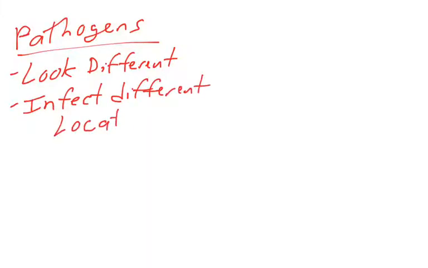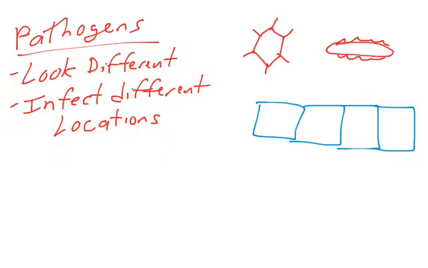Secondly, pathogens infect different locations in the body, both at a tissue organ level and a cellular level. So again, the immune system has to be able to patrol and recognize pathogens in different areas of the body. Now, we could be talking about organs and tissues, the difference between the lungs and the skin and the liver, or inside blood, or we can be talking more at a cellular level.